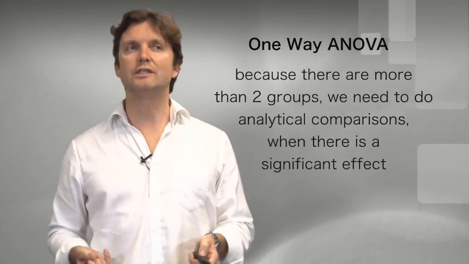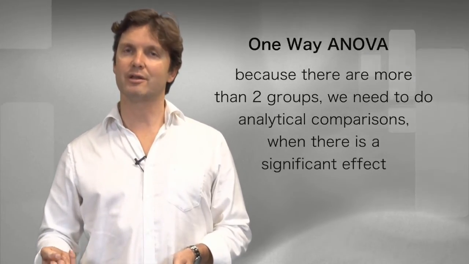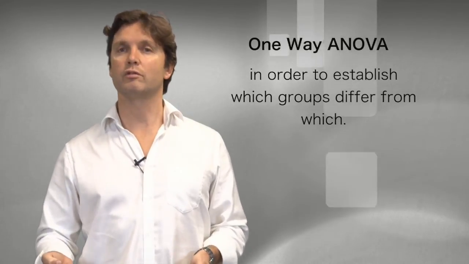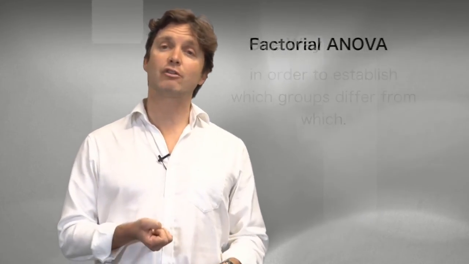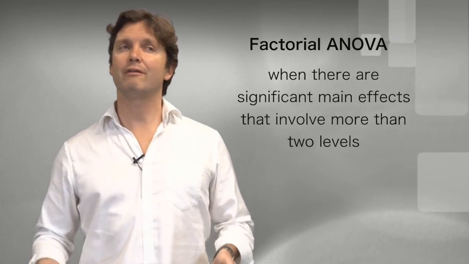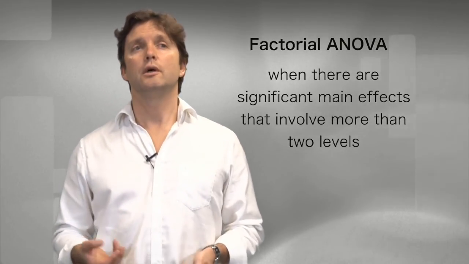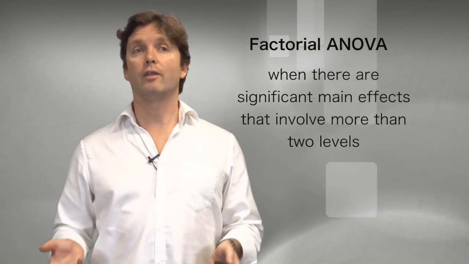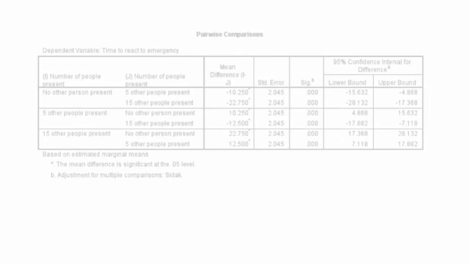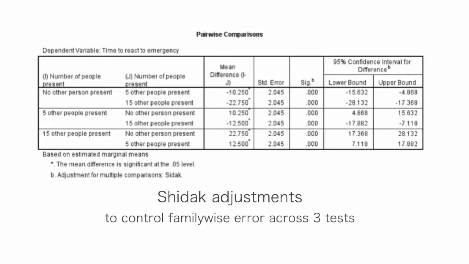So there are a number of options that we may need to be aware of if the Levene's test is significant. Recall with a one-way ANOVA that because there are more than two groups, we need to do analytical comparisons when there's a significant effect in order to establish which groups differ from which. The same applies in a factorial ANOVA. When there's a significant main effect that involves more than two levels, then we need to find out which level is significantly different. Now the comparisons I use here are using the Sidak adjustment to control for family-wise error across the three tests.